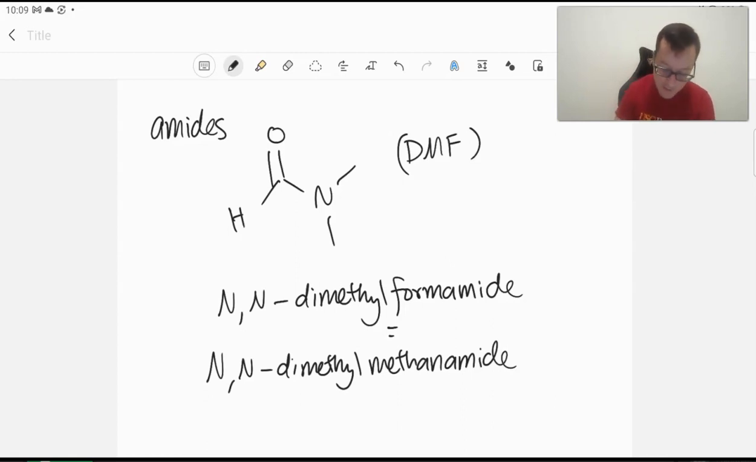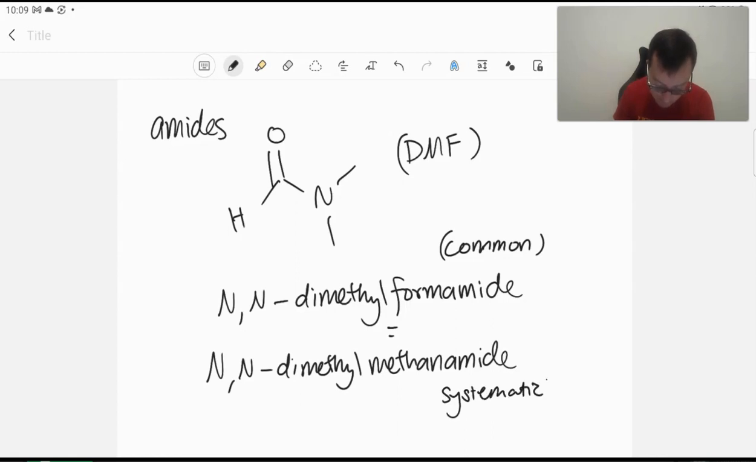This would be kind of more common, but it is IUPAC accepted, and this is a systematic name. So it's kind of like an ester. If you have things on your nitrogen, you would name those as substituents. If you don't, then you don't have any substituents. That's great. And you would name the rest of it the same way.